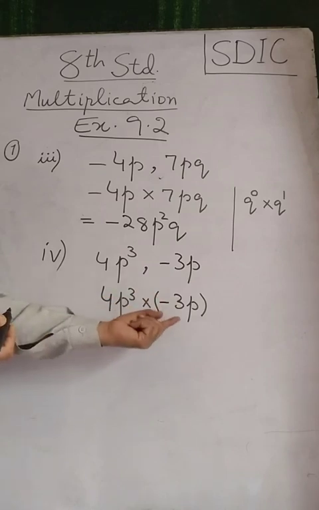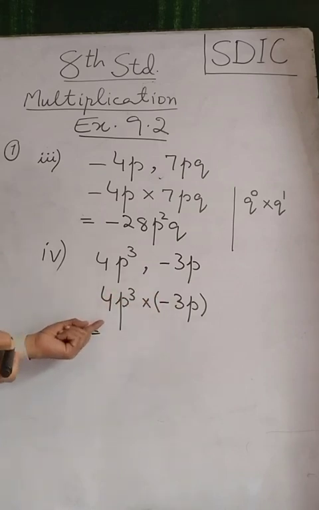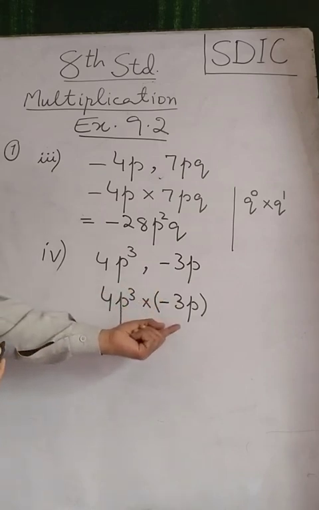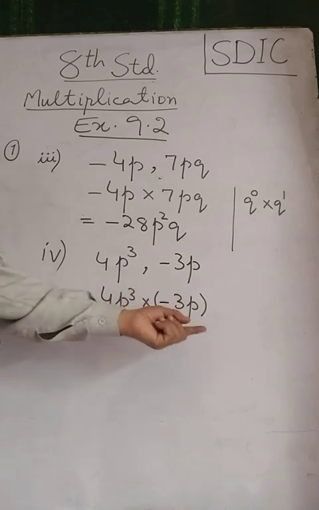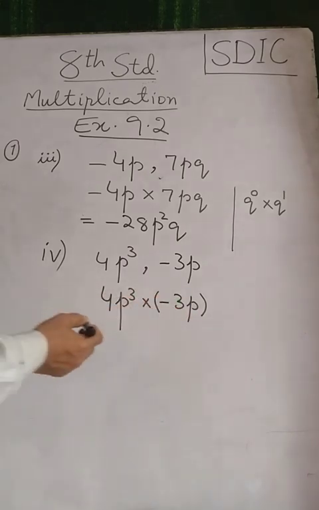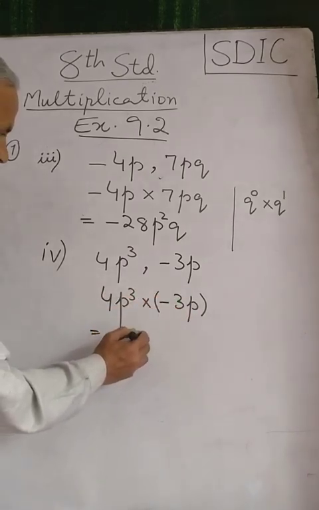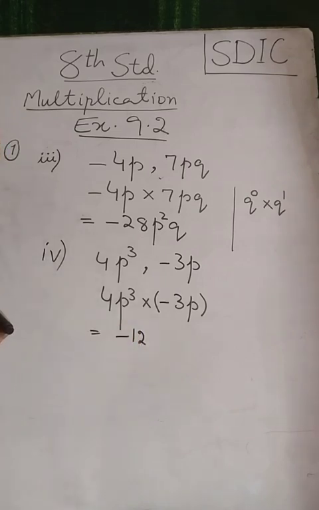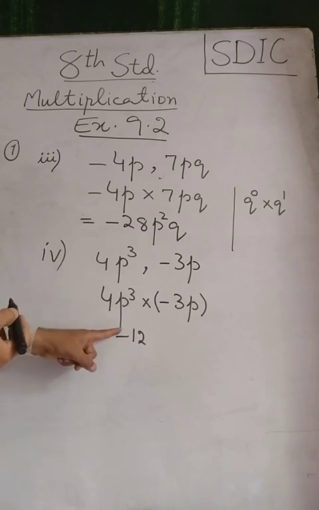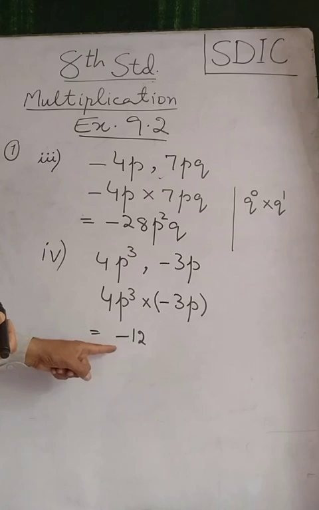First their coefficients will be multiplied. What is the coefficient here? 4. It is minus 3 here. We'll multiply 4 by minus 3. It is minus 12. I did not put the sign of the larger number. 4 was larger, so it should have been plus. But the rule says you have to multiply signs also. Plus minus will be minus here.